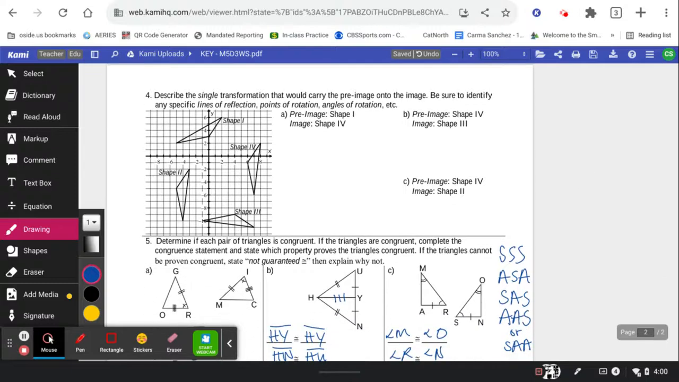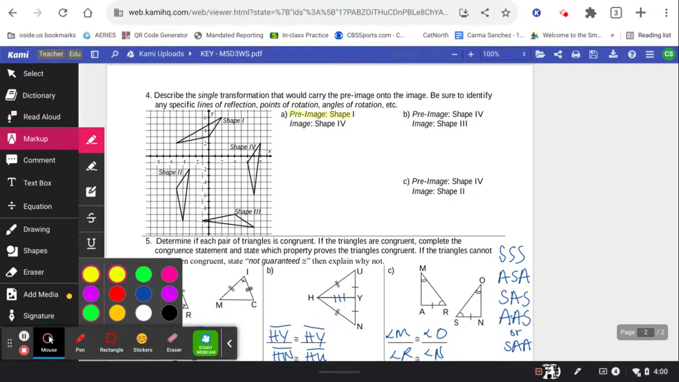Last but not least, you're going from one pre-image to a post-image, and you're telling me what happened. So pre-image right here, shape 1, is moving to post-image shape 4. What do you think?